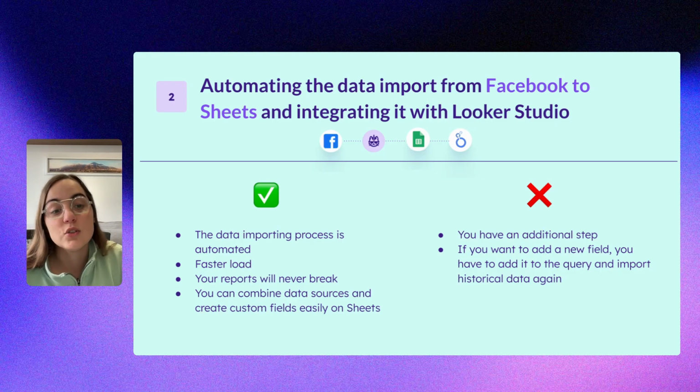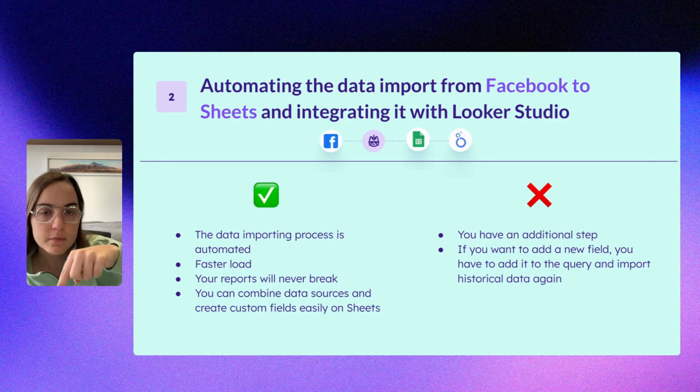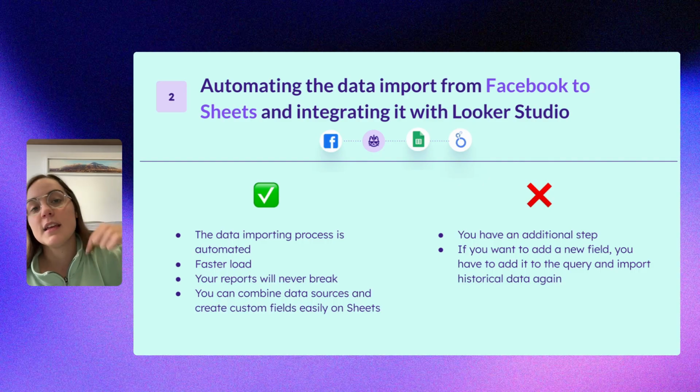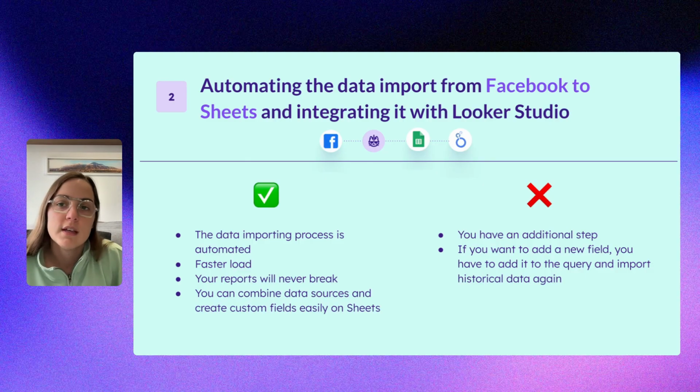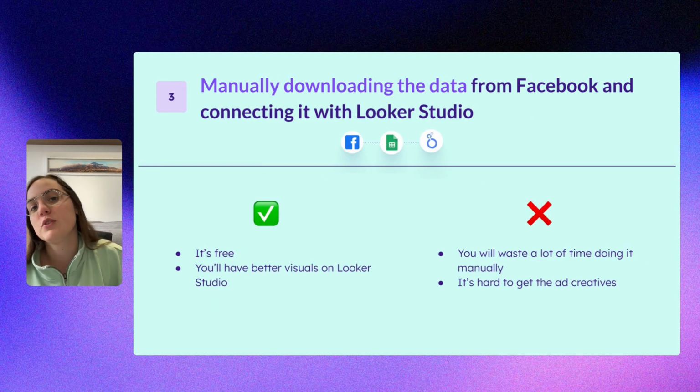If you want to add an additional field, like a new column, you have to add it to the query in the extension and import the historical data again, so you can have the historical data of that specific field you added. So it's not such a big downside, but you have to take that into account.